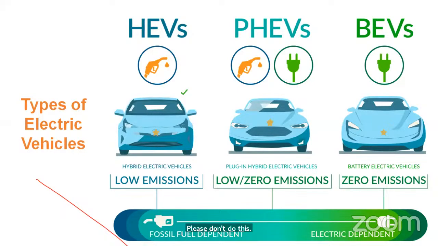Okay. So where I was. In a hybrid electric vehicle, what is happening? There is a regenerative braking system. Whenever you apply the brake, at that time the motor acts as a generator.